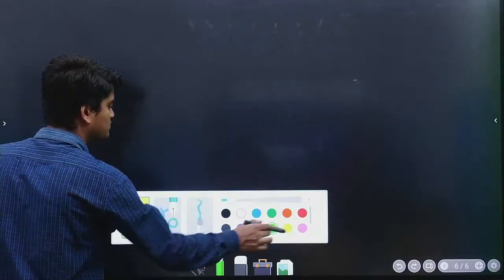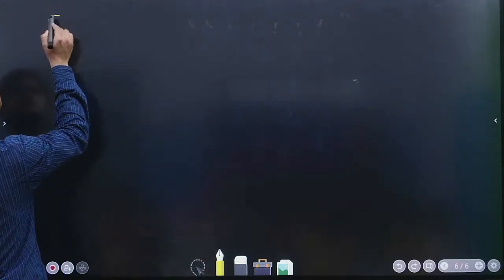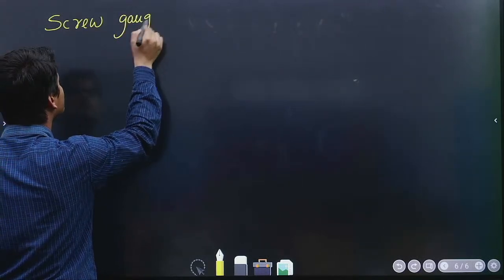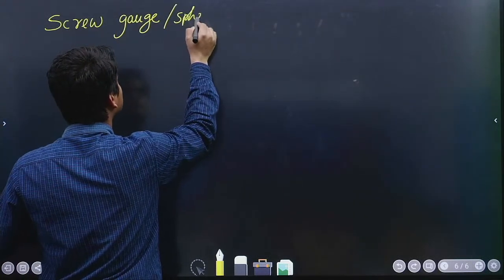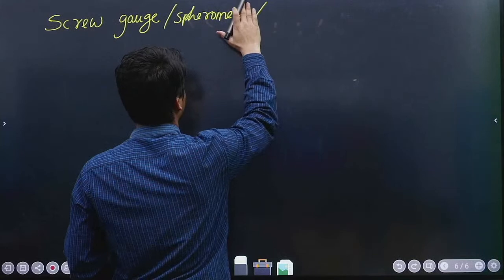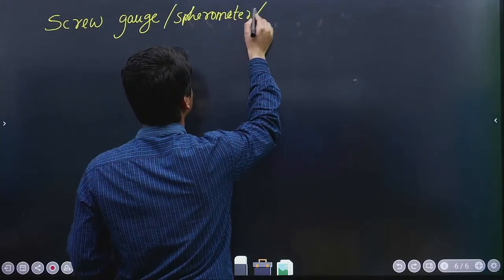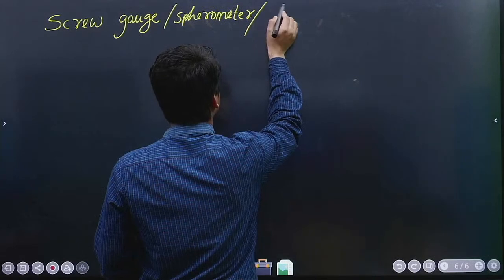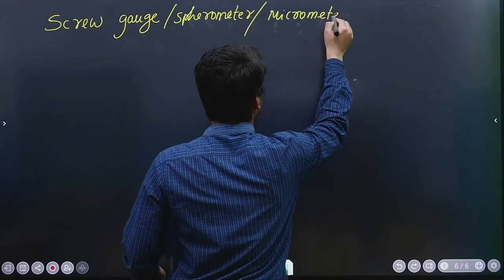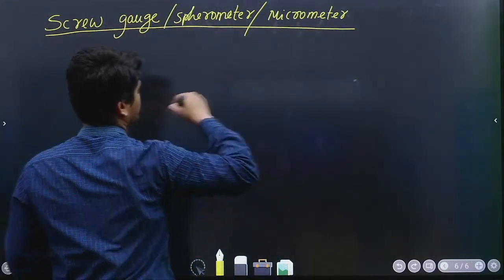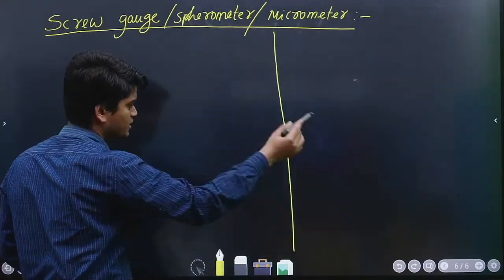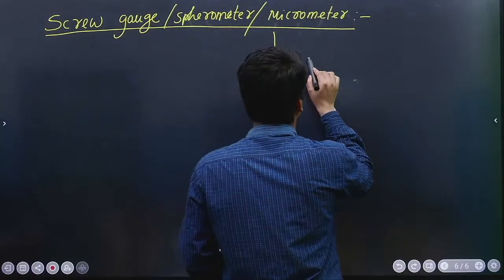Lesson, write heading, right. See what is this instrument first. Okay, I'll write the instrument here, I'll draw the instrument picture. So this picture will be like this one.